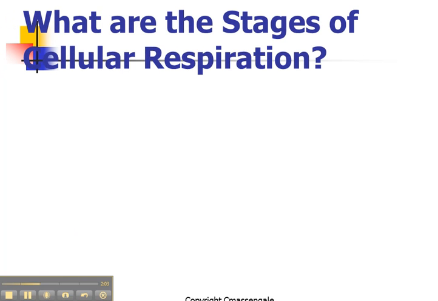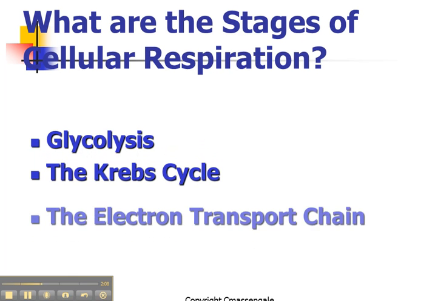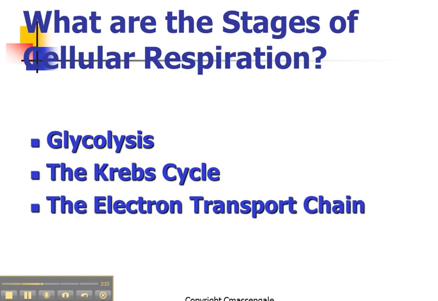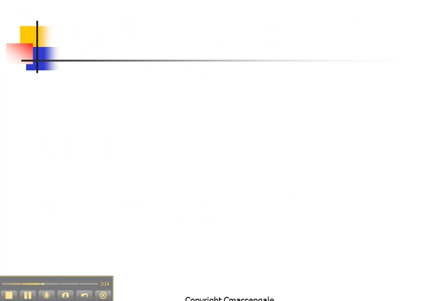So, 3 stages of cell respiration. First one is glycolysis, second is the Krebs cycle, and third is the electron transport chain. At the very least, you need to know those. We're going to now go into depth on one of those. But first, we've got to talk about where this all occurs.